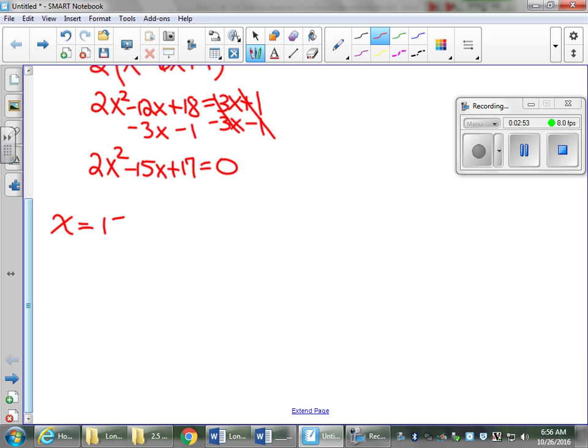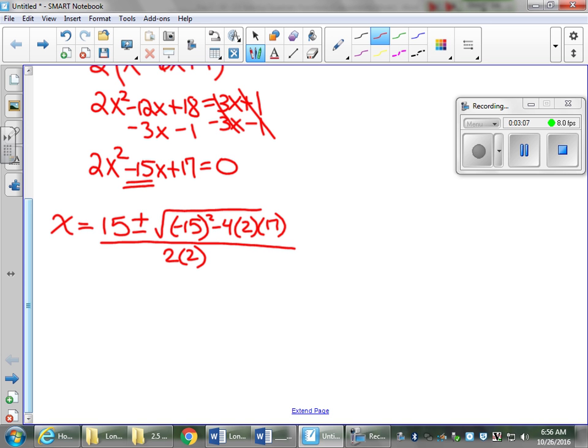x equals negative b, and I'm turning it positive because b was already negative, plus or minus the square root of b squared minus 4ac, all over 2a. Keep simplifying that down. Under the radical, I'm going to square the negative 15 to get positive 225. I only see one negative with the 4ac. 4 times 2 is 8. And if I go through and multiply 8 by 17, sorry, I'm just trying to grab a calculator real quick. 8 times 17 is 136. So I'm going to subtract 136, all over 4.